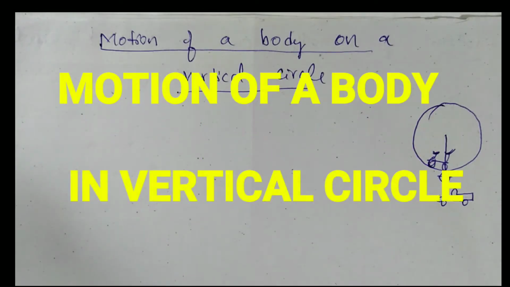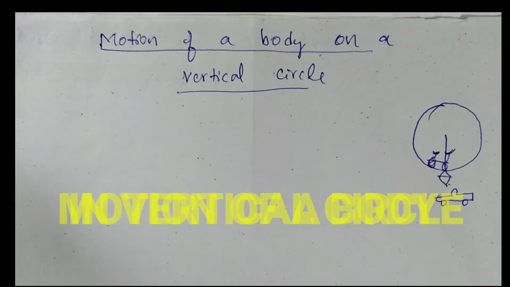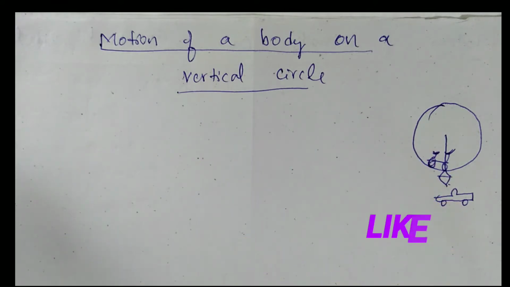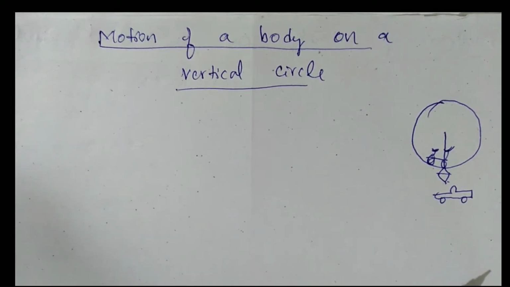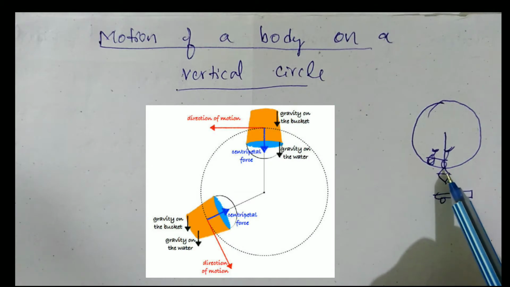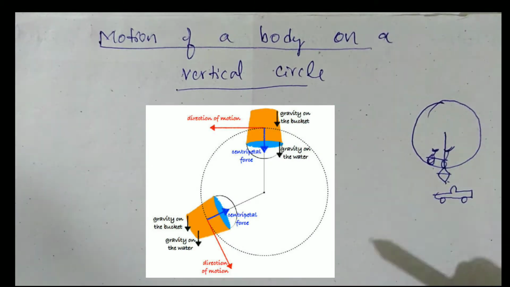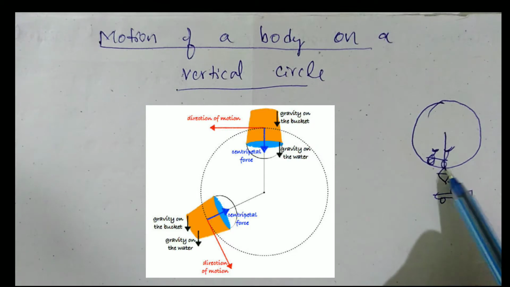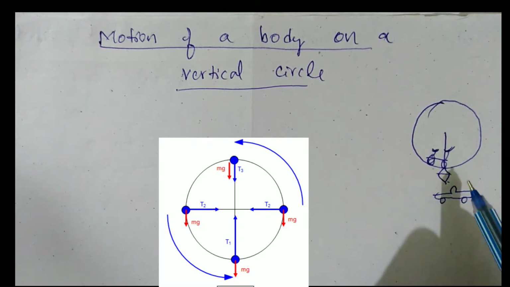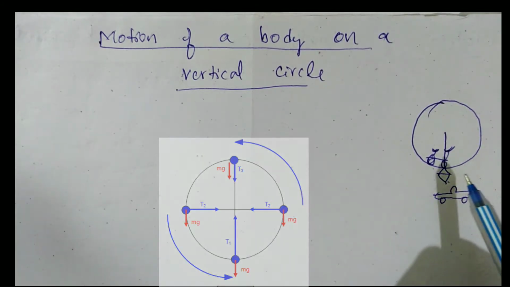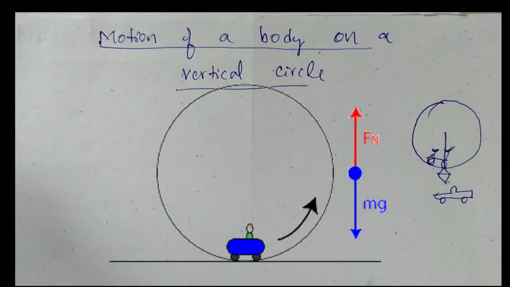Now, in this topic we are going to discuss motion of a body on a vertical circle. There are various cases where numerical problems will come up in physics regarding circular motion. You might have gone through a bucket carrying water moving in a vertical circle, where if you give some velocity the water may not spill out, or a bike rider moving in a vertical circle, which we call a death well, or a car moving in a vertical circle.